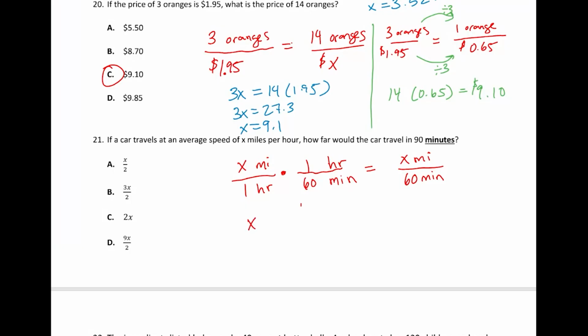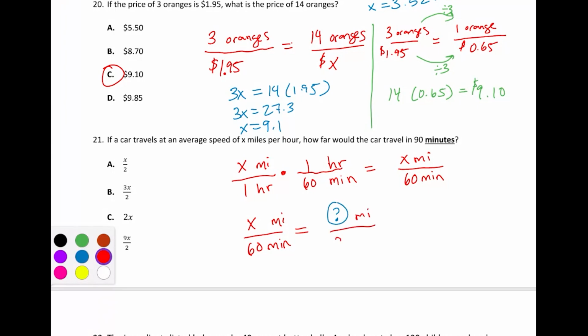Okay, X miles in 60 minutes is equivalent to how many, and I'm already using X, so I can't use X again. So I'll just use a question mark here, and that's actually what we're solving for. How many miles in 90 minutes? So here we're going to solve for the question mark. The weird thing about this is X is going to be in our answer.